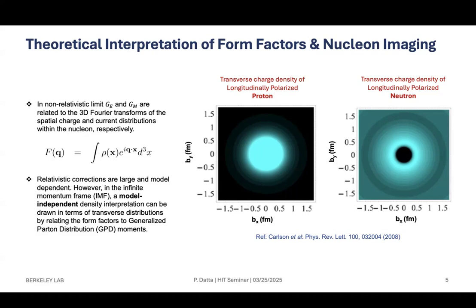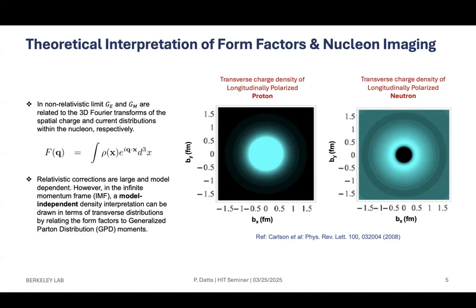Is this related to this issue that people bring up about inadequate localization because the Compton wavelength of the proton is large? Yes, that's why the non-relativistic limit doesn't work. It's a nice way of explaining why the non-relativistic limit doesn't work. Okay. Nice. Okay, thank you.